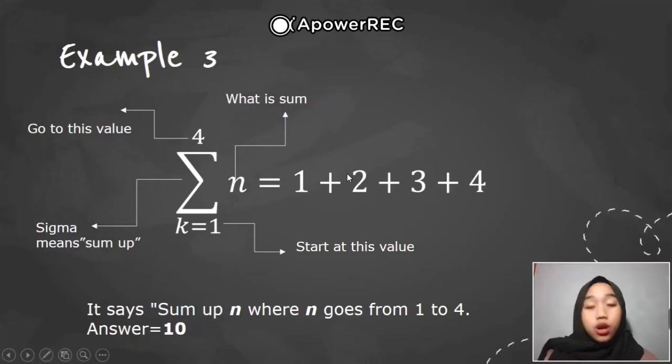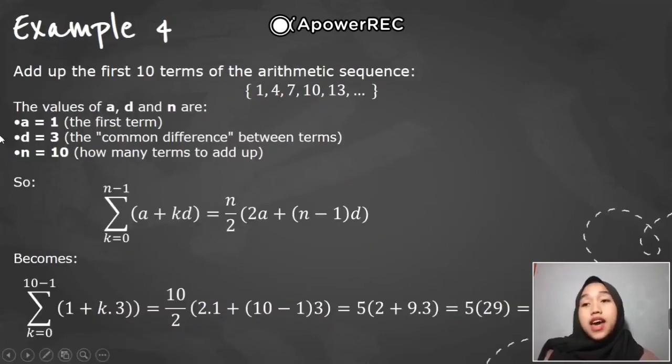And now the fourth example. Add up the first 10 terms of the arithmetic sequence 1, 4, 7, 10, and 13. The values of a, d, and n: a is 1, and d is 3. The common difference from 1 to 4 is 3, and n is 10. How many terms are added up? It is 10 terms.